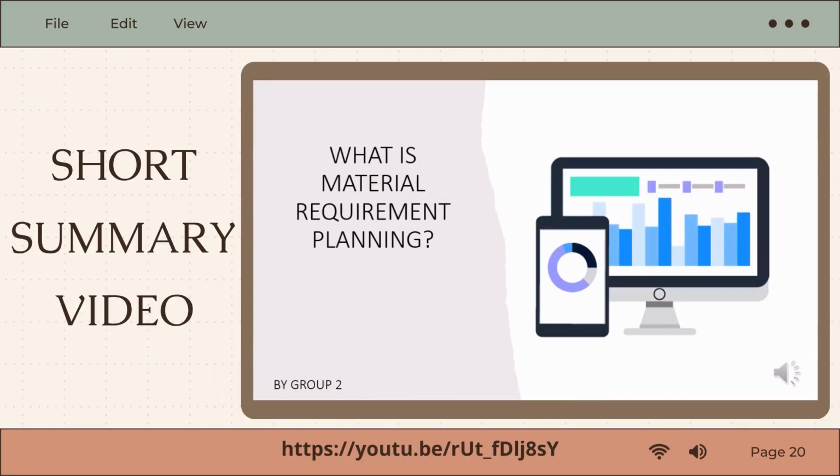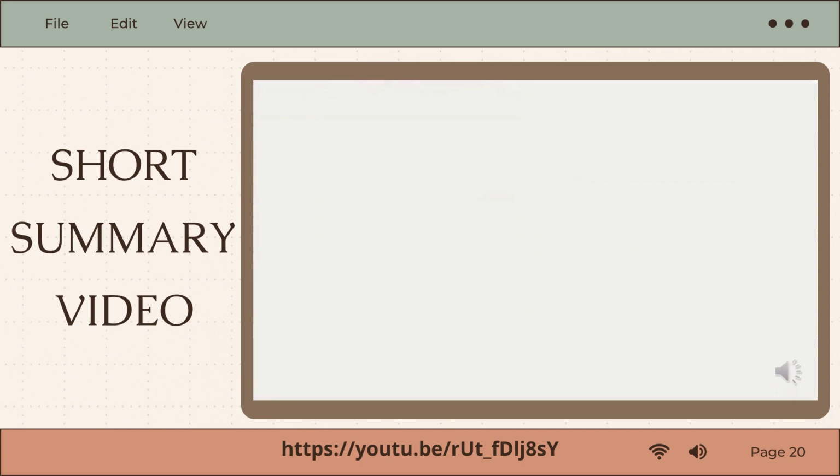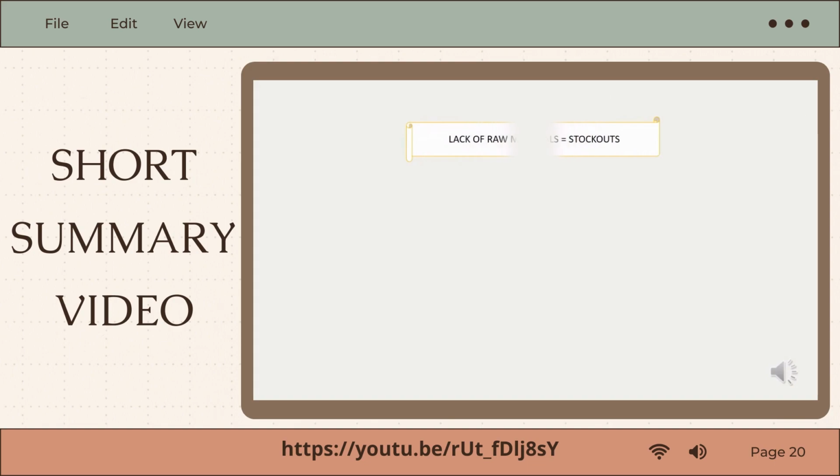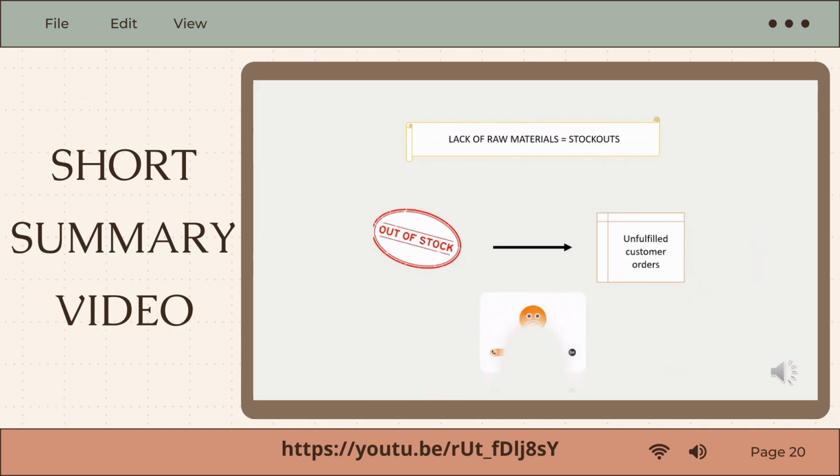Material requirement planning is a system that helps manufacturers plan, schedule, and manage inventory during the manufacturing process. If you carry more raw materials than needed to meet demand, you would be using extra money that could be utilized in other areas of business. However, the lack of raw materials could cause stock-outs, which lead to unfulfilled customer orders and lower customer satisfaction.